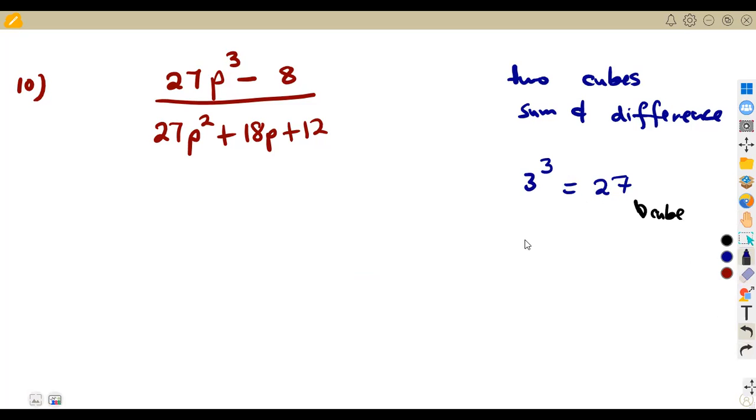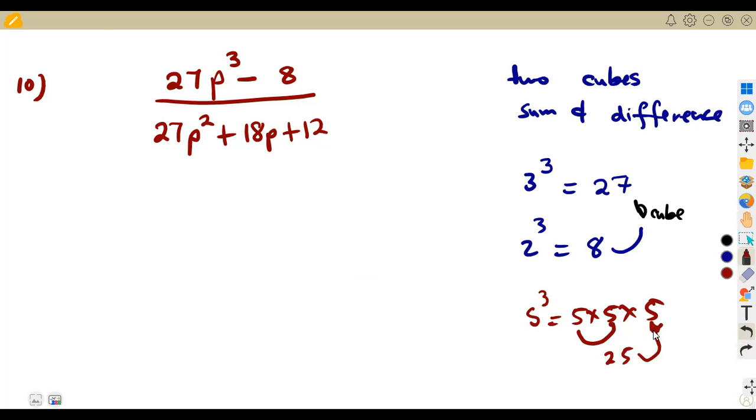Maybe I'm talking about 2 to the exponent of 3, which is 2 times 2 times 2, 3 times, which is the exponent. 2 times 2, which is 4. 4 times 2, which is 8. So you get an 8. So these are the types of numbers that we are referring to as cubes. Maybe we have 5 to the exponent of 3, which is 5 times 5 times 5. 5 times 5 is 25. Then 25 times 5 is going to give you 125. So all these are perfect cubes.